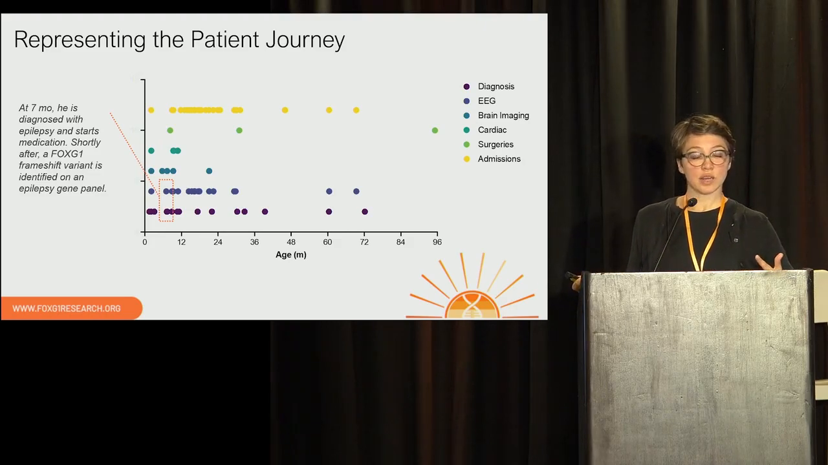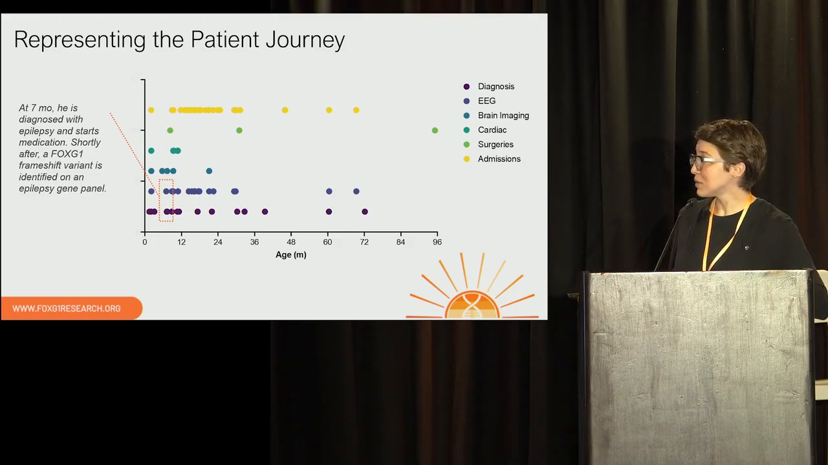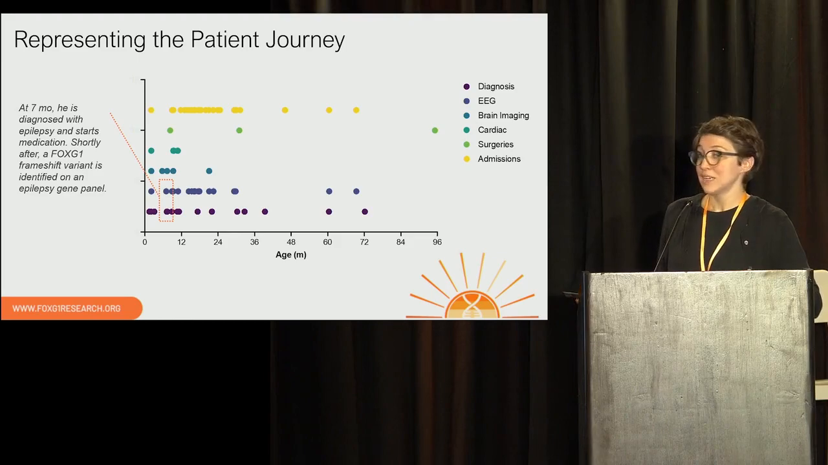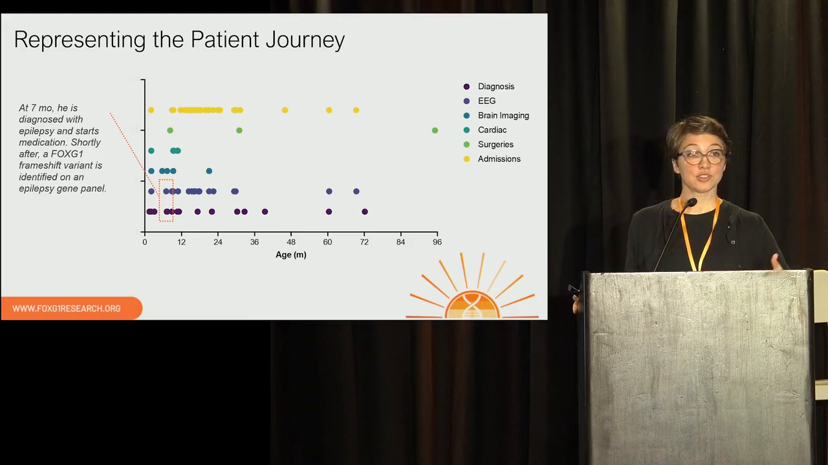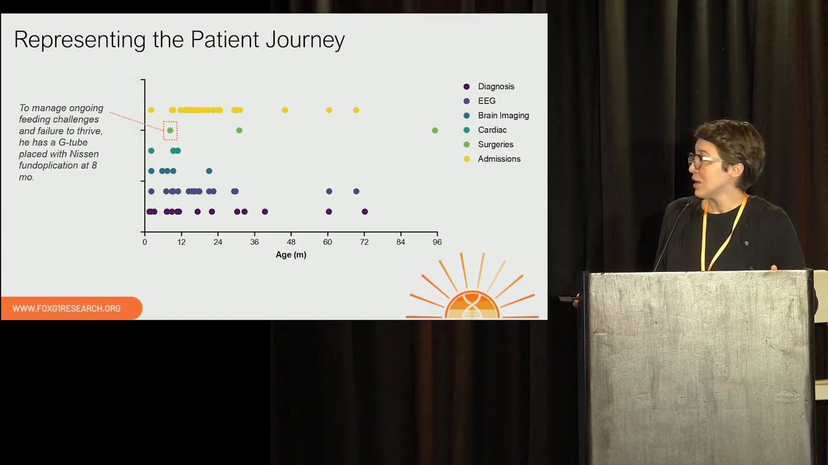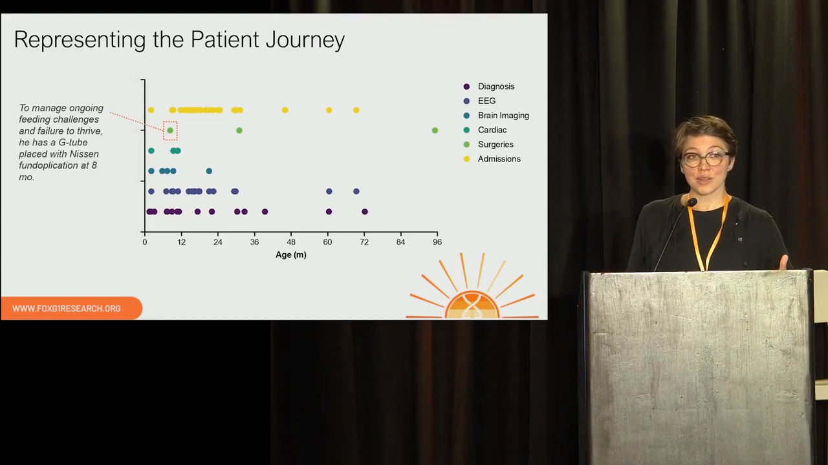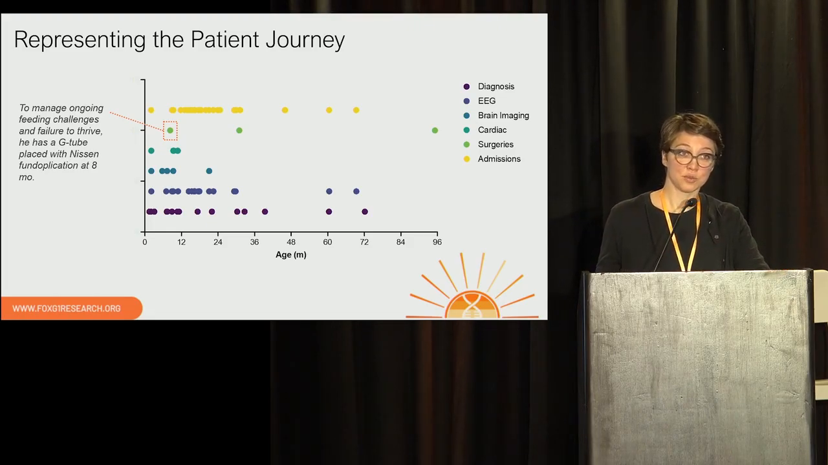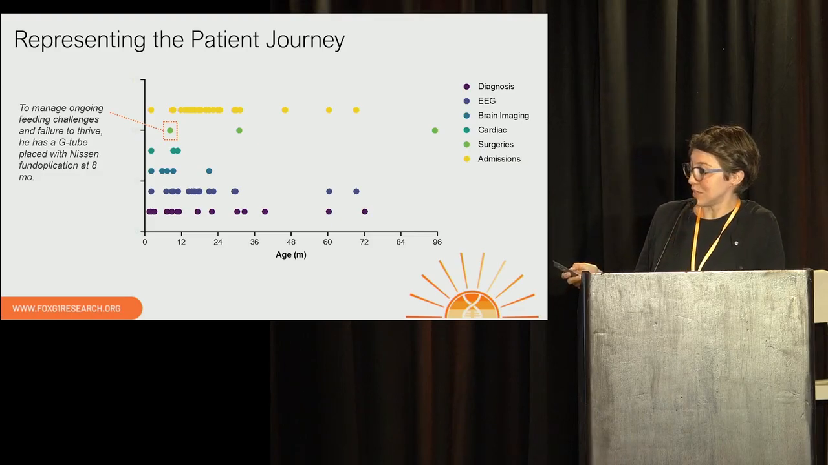He ends up not being diagnosed with epilepsy then and goes home, but at 7 months of age, he does go on to have seizures that are diagnosed as epilepsy. He starts on a medication to manage those seizures. During that time, he also has genetic testing performed, which diagnoses him with FOXG1 syndrome. During this time, he has ongoing feeding challenges and failure to thrive, meaning that he's not gaining weight in the way that his physicians would hope. And so he has 2 surgeries performed: a G-tube is placed and a Nissen fundoplication at 8 months of age, which is represented by this green dot.